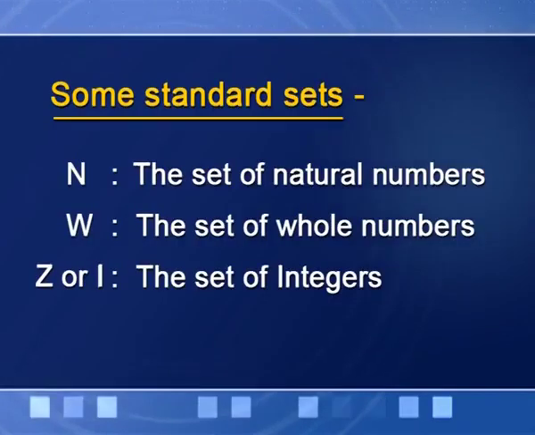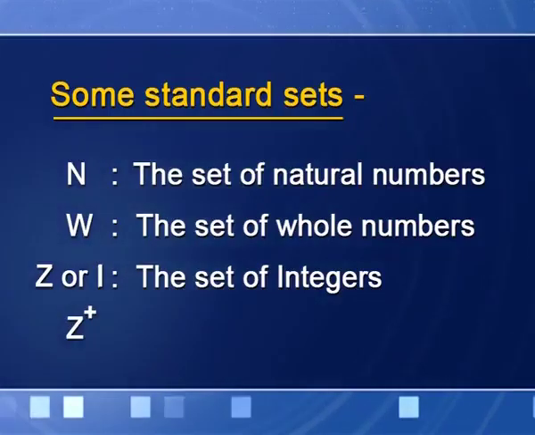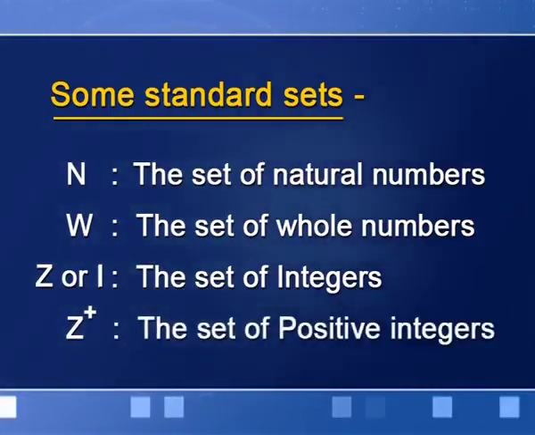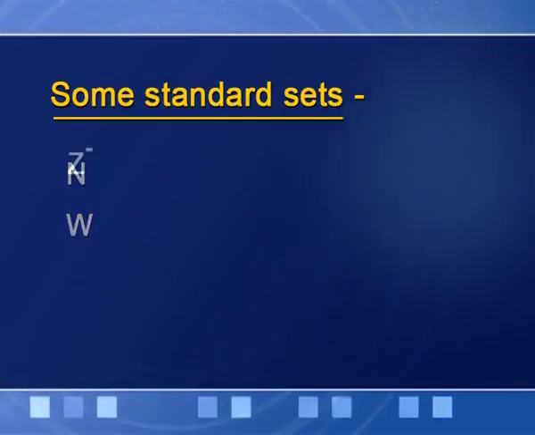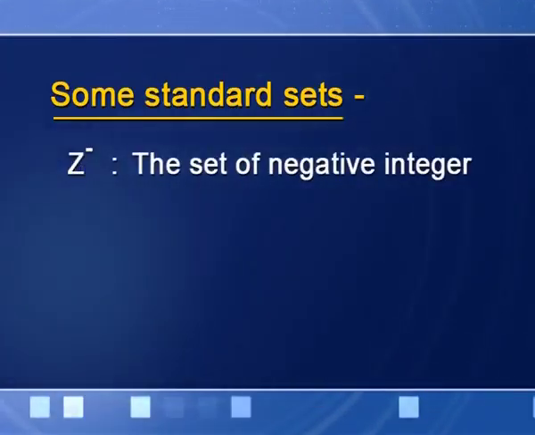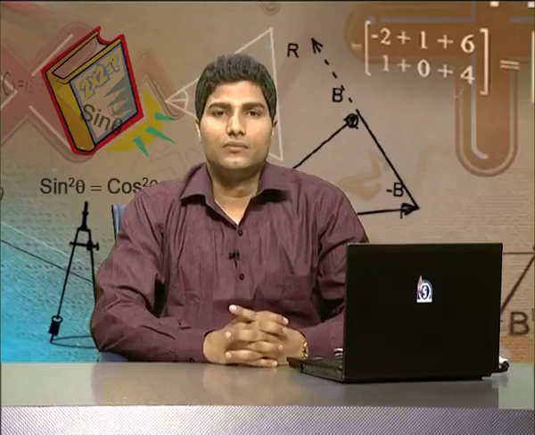Integers are the positive numbers as well as the negative numbers, but not in decimal form, like 1, 2, 3, 4 and so on, which includes 0 also, and the negative numbers -1, -2, -3, going up to minus infinity. The next set that we have is Z positive. Z positive means all the positive integers, which includes 0 also. Z negative, set of negative integers. Friends, the set of negative integers starts from -1, then -2, -3 and goes up to minus infinity.